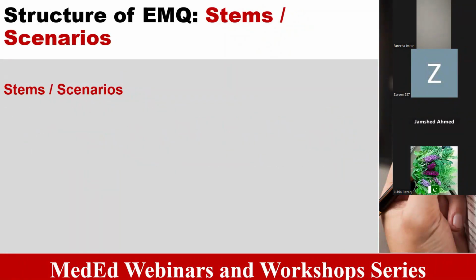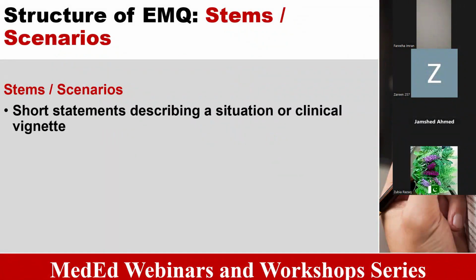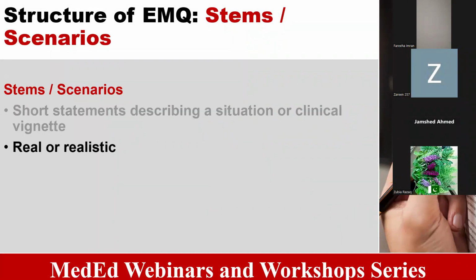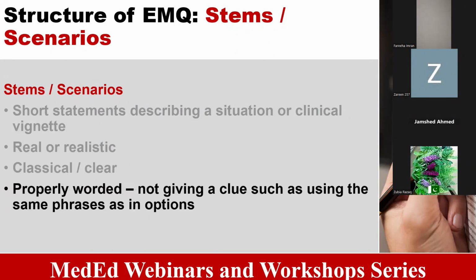And then the scenarios, our stems: a short statement describing a situation or clinical vignette, real or realistic, classical, clear. That's important, because these are undergraduate students, so the stems or scenarios should be very clear, with no ambiguity. And then they should be properly worded, not giving a clue, such as using the same phrases as in the options.